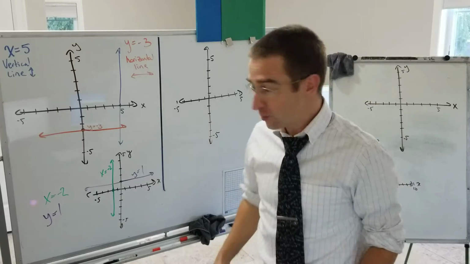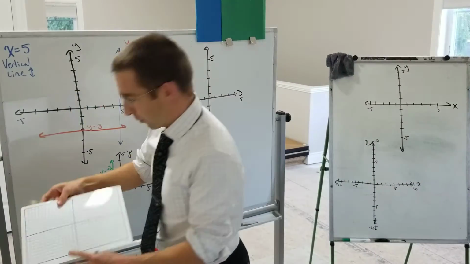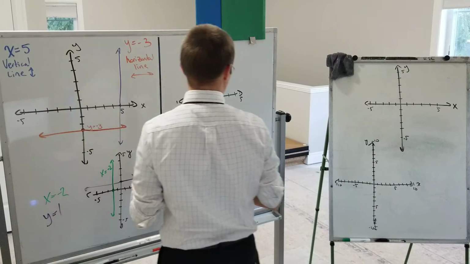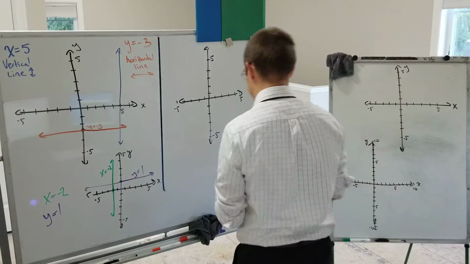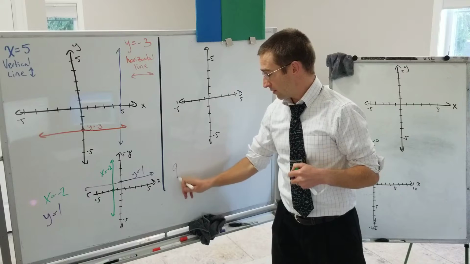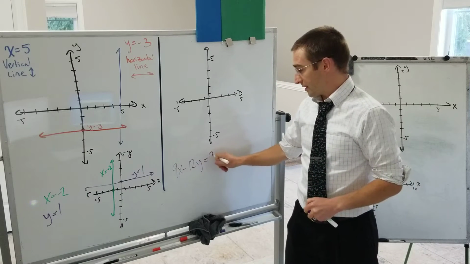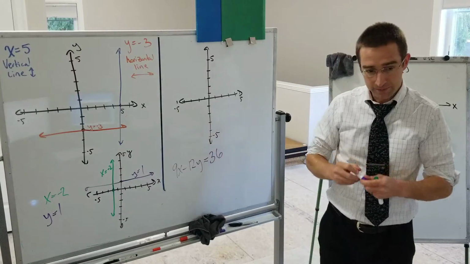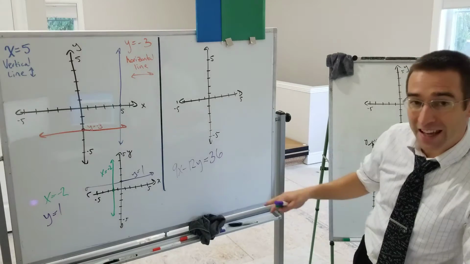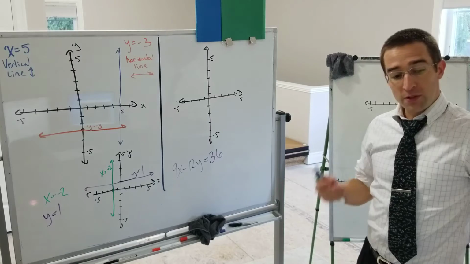All right, let's do another one. Well, not one of these, but let's do this problem. Let's move this over here. We're going to graph 9x minus 12y equals 36. So this is an equation written in standard form. It's a linear equation written in standard form.